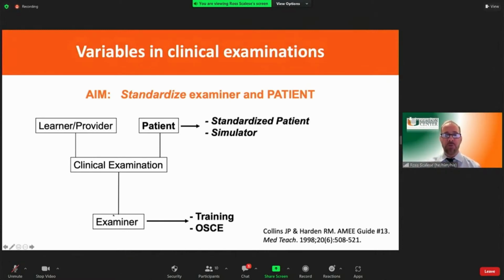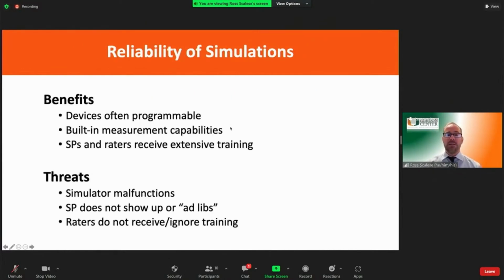that helps to control this variable. Where simulation, I think, has its role then is in standardizing the patient component of the equation. And we can use standardized or simulated patients or simulator mannequins, task trainers, and different things like this, right? Simulations are more reproducible. So that's getting at the reliability piece of the assessment equation, right? And the benefit of using simulation is that if it's a device like a mannequin, it's programmable. And if it's an SP, hopefully we train them well so that they consistently give the same examination problem, if you will, to each examinee. Some simulator mannequins even have built-in sensors where they can give you assessment data.